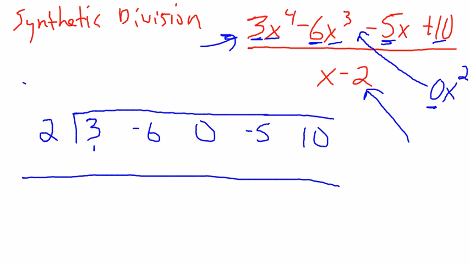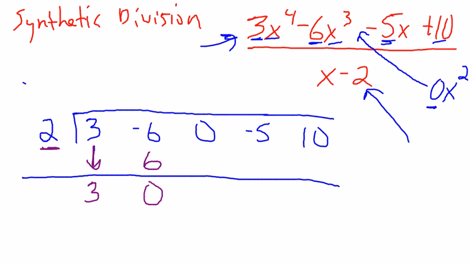First thing we do, I'll change colors. So I bring this guy down. That gives me a 3. Your first step is always to bring that guy down. Now I'm going to take that 3 and multiply it by the 2. That gives me 6, and that number goes right here. And then I just repeat that process over and over again. I add these two, the negative 6 and the 6, to get 0.